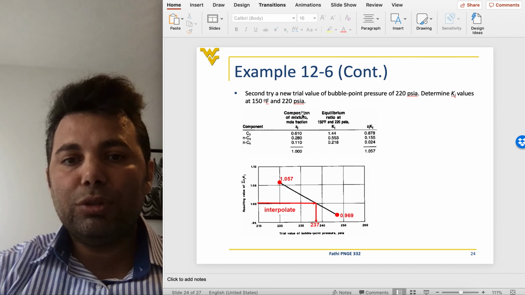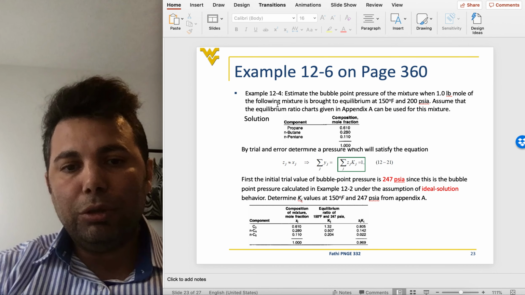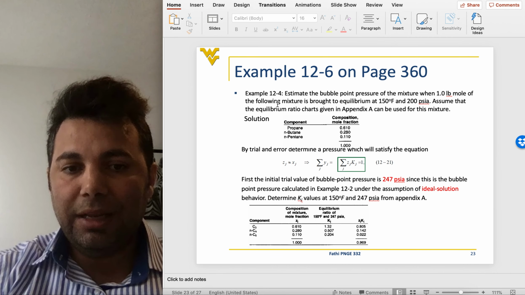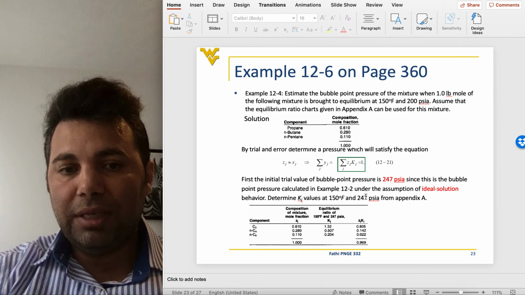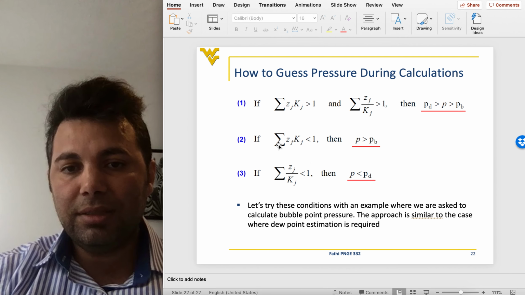So for the second guess, I need to have a lower value. Here it used 220. It picked a lower value. Why 220? You can use 230. You can use 210. It's just a guess value. But the guess value should be lower than my initial guess because the summation of Zj times Kj is less than 1.